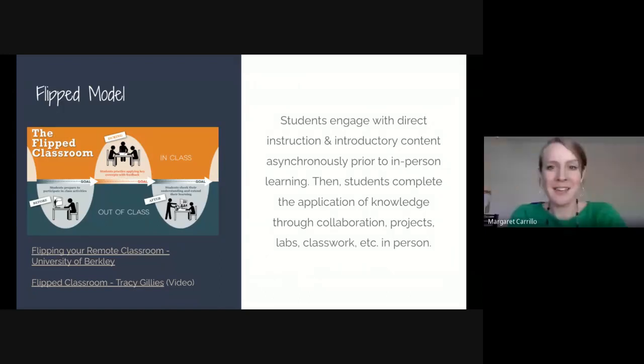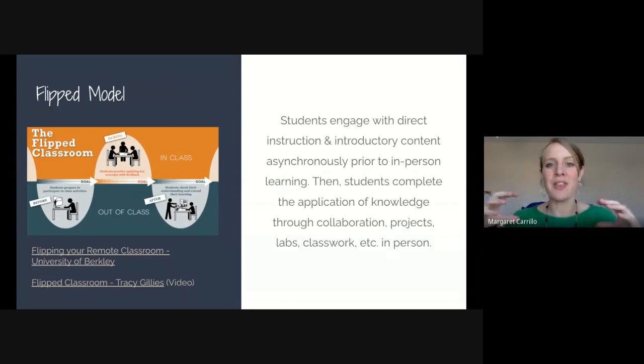All right, so let's go ahead and let's take a look at the other two models that we have that could potentially work in your classroom. And so our next model is the flipped model. And essentially in this model, the students engage with direct instruction and introductory content through some kind of instructional video or support asynchronously prior to that in-class learning.